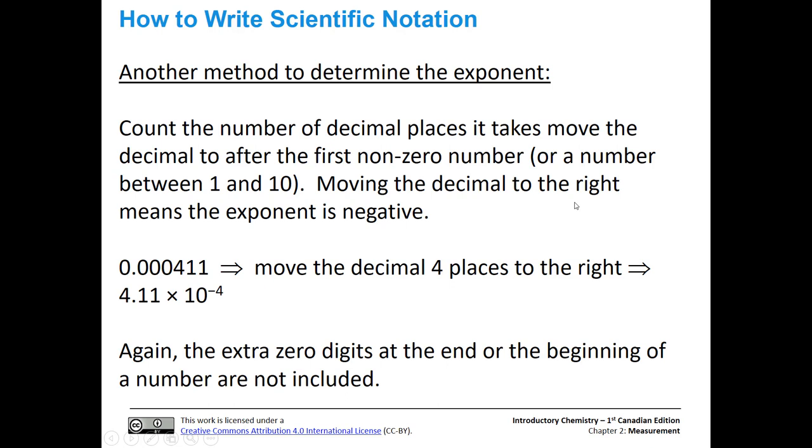Now this slide basically just puts in words what I just did on the previous slide, because this is the way that I like to write small numbers into scientific notation. So basically we're going to count the number of decimal places it takes to move the decimal to after the first non-zero number, okay? And if we move that decimal to the right, that means that our exponent is negative. So 1, 2, 3, 4, and we're going to get 4.11 times 10 to the negative 4.